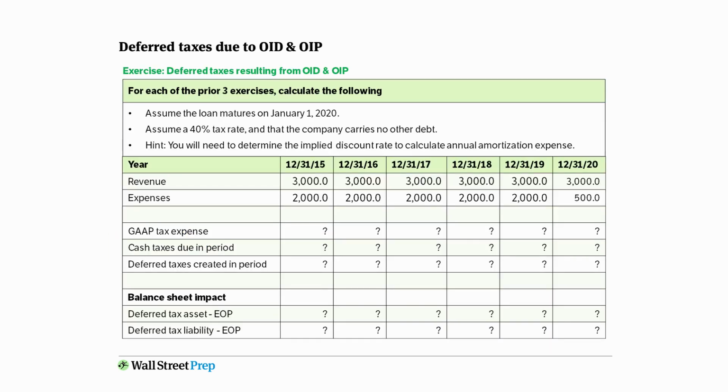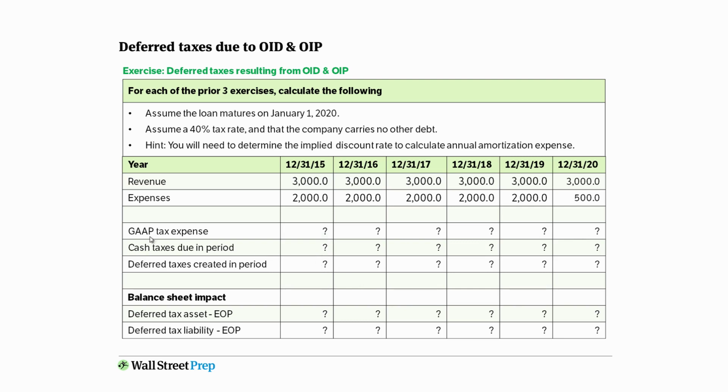And now we can get to the final exercises. So for each of the prior three exercises where we had gone through the accounting for an original issue discount 0 coupon bond, an original issue discount with a 5% coupon, as well as an original issue premium with a 5% coupon bond, I'd like you to answer the following, to fill in the blanks for the following. What is the GAAP tax expense, which we've already identified in the prior three exercises?